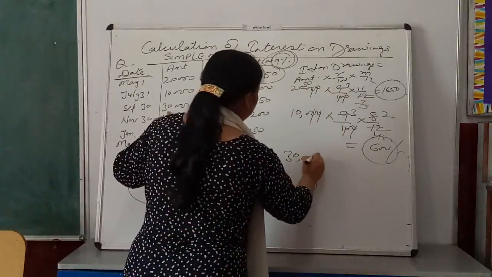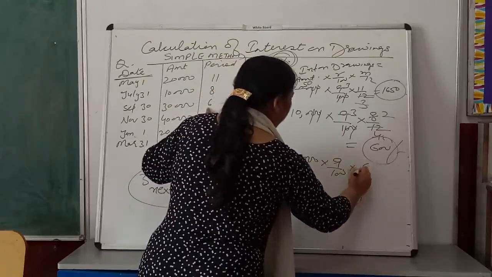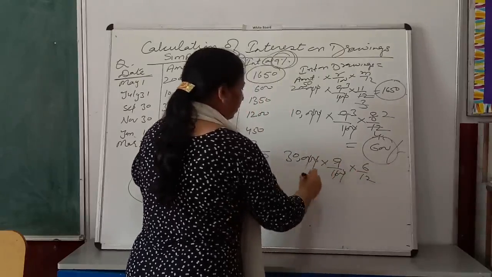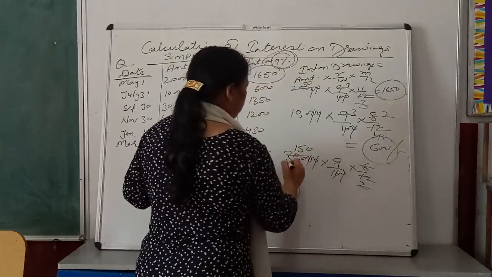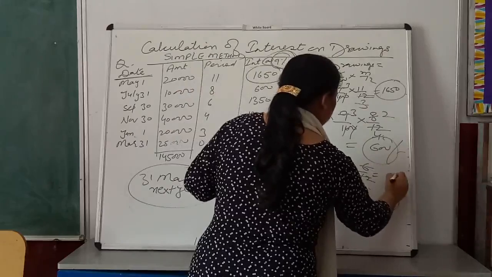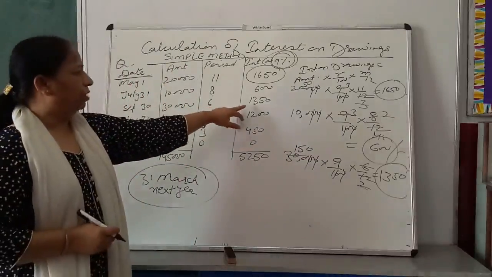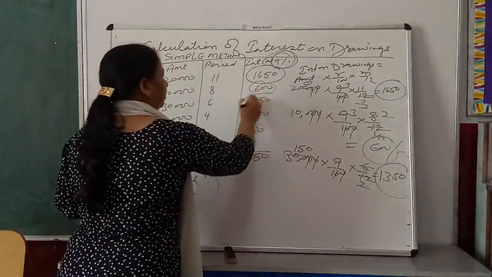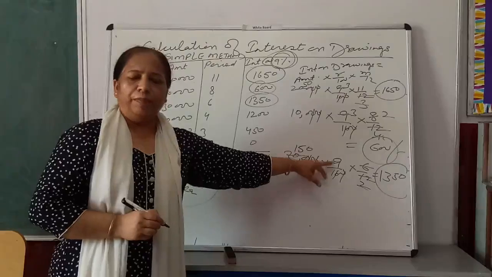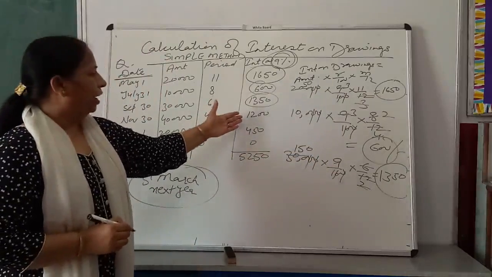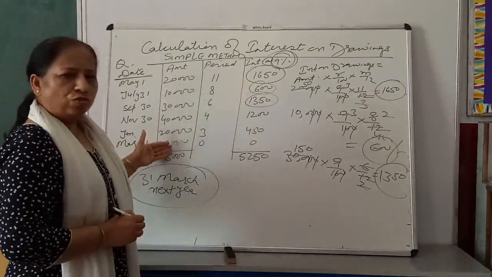30,000 into 9 upon 100 into 6 by 12. You will get 1,350. How will you calculate it? 1,350 when 30,000 is the amount, rate is 9% and months are 6. Same way you will calculate 1,200, 450 and 0 when these are the amounts given to you.